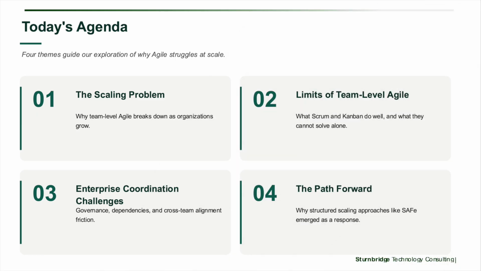On today's episode, we will set the stage for scaling challenges that occur and introduce the framework for overcoming the challenges. We are going to look at 4 topic areas to cover this concept. First, why scaling creates a different delivery problem. Second, the limits of team-level Agile. Third, the enterprise coordination issues that begin to dominate once organizations grow. And fourth, why structured scaling approaches such as SAFe emerged in response. Let's begin with the first idea.